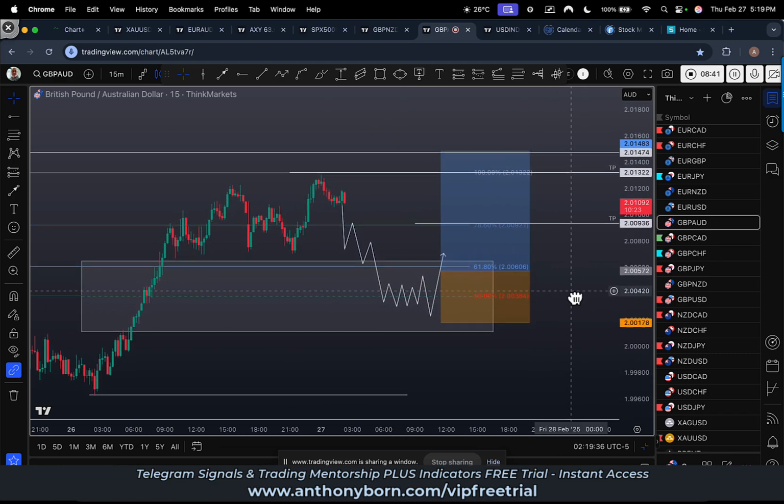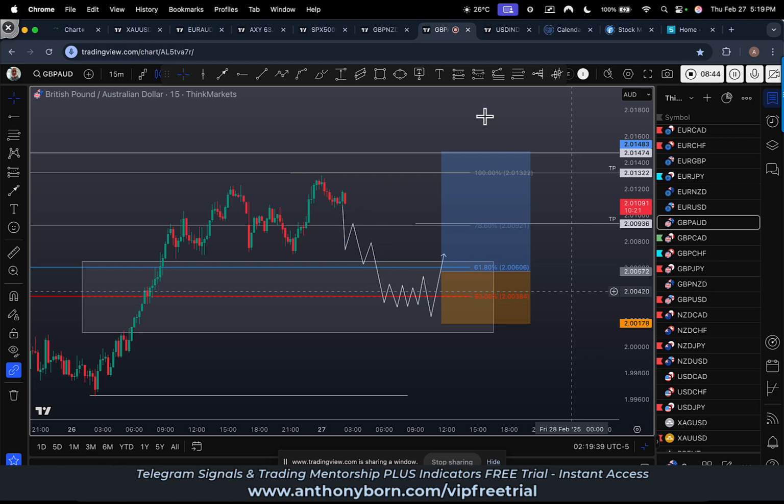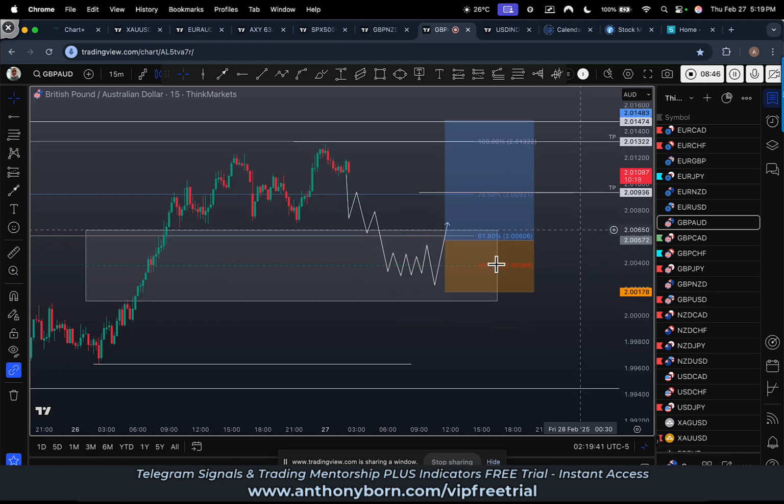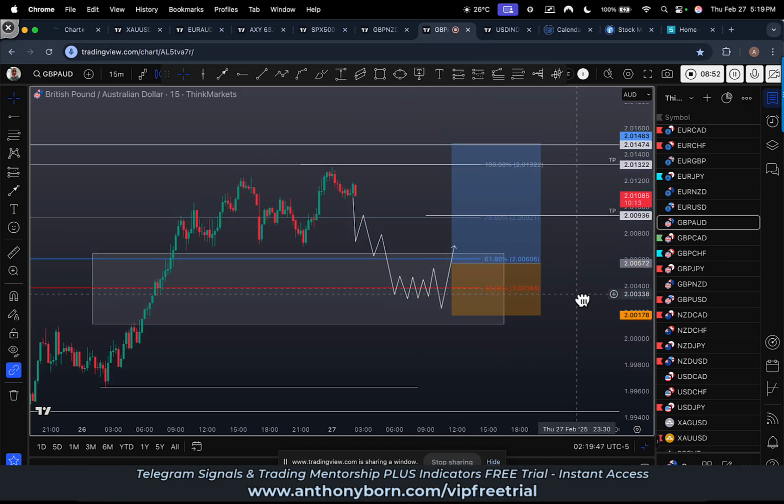Now, if it fails to pull back, I'm going to let it go. I really need this to come down into this 50% level. If it trades off without me, then I will abandon the trade. But if it trades back down in here and we get this setup, I'm interested.